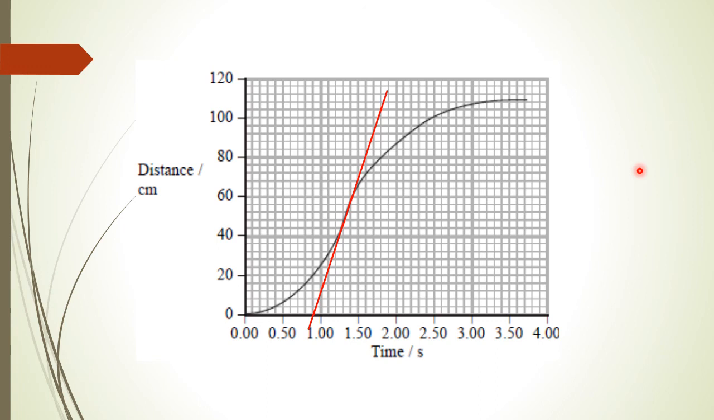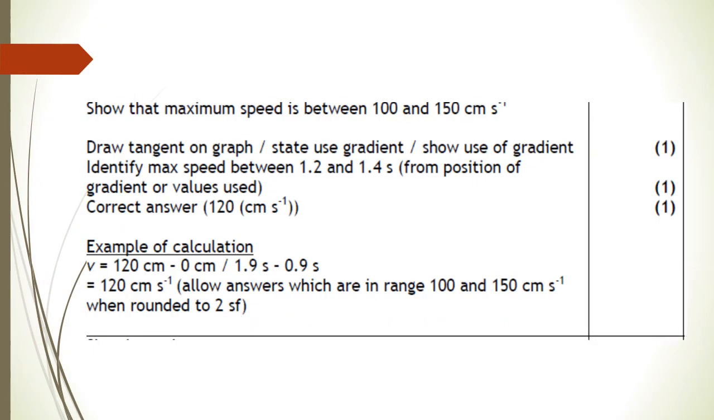So what are the points we have to include? It's a 3 mark question, so what points should you include in your answer? Let's see. You should draw a tangent on the graph, or state the use of gradient, or show the use of a gradient. You have to show the working, or state you are using a gradient, or draw a tangent on the graph, and after that you can find the value of the gradient, and the correct answer you will get is around 120 centimeters per second.